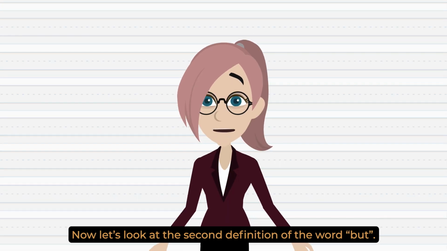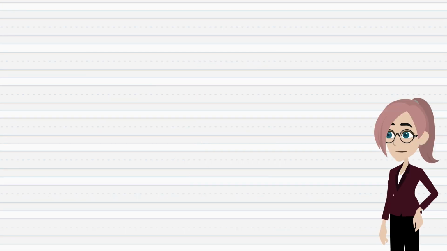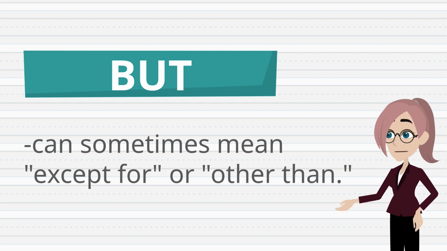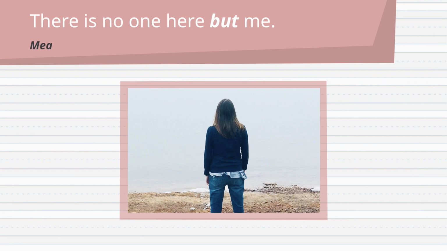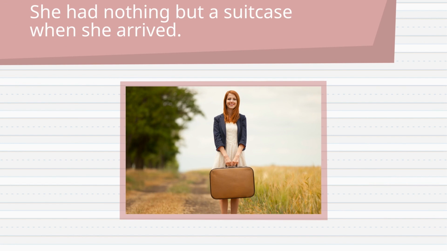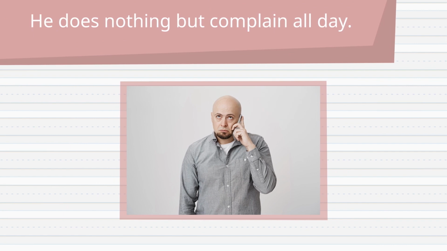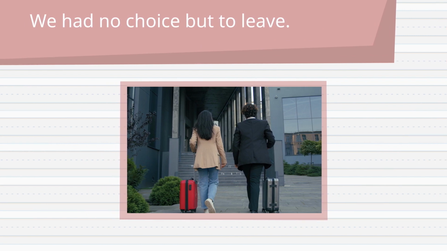Now let's look at the second definition of the word "but." "But" can sometimes mean "except for" or "other than." Here are some examples. "There is no one here but me," meaning I am the only person here. "She had nothing but a suitcase when she arrived," meaning the only thing she had was a suitcase. "He does nothing but complain all day," meaning complaining is the only thing he does. "We had no choice but to leave," meaning leaving was the only option we had.